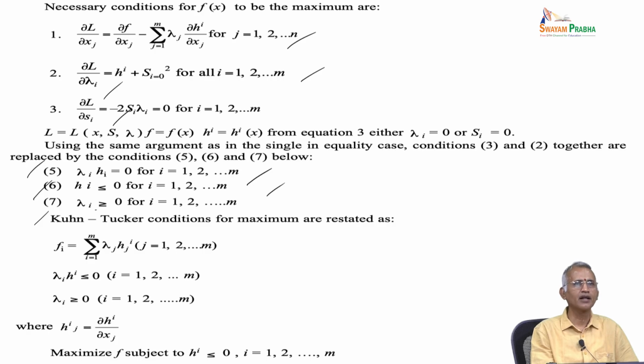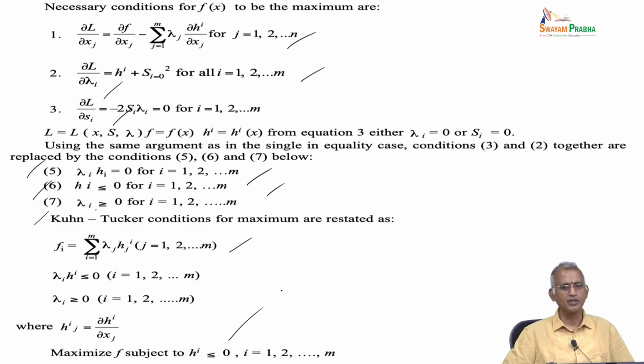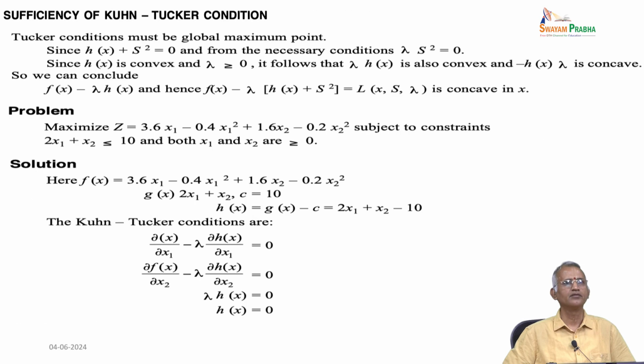And we have the Kuhn-Tucker condition for the maximum of f restricted to the constraints: dou f by dou x j equal to summation i equal to 1 to m lambda i dou h i by dou x j, lambda i h i is zero, h i is negative, i varies from 1 to m, and lambda is positive, i varies from 1 to m. Therefore, h i j equal to dou h i by dou x j, maximize subject to the constraint h i is negative.